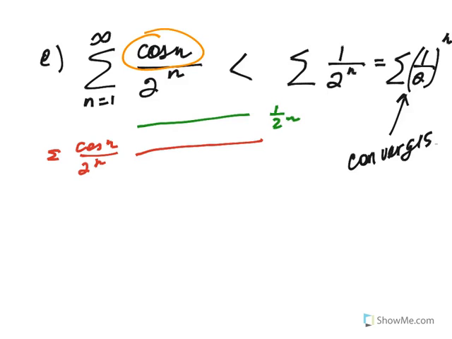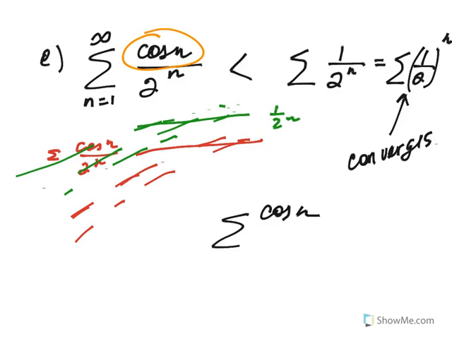Now, since the greater one, 1 over 2 to the power of n, converges, so it's not going that way, we're not moving towards infinity, as it converges, it pushes the red one along, and the red one also converges. So the conclusion is the cosine of n over 2 to the n converges.